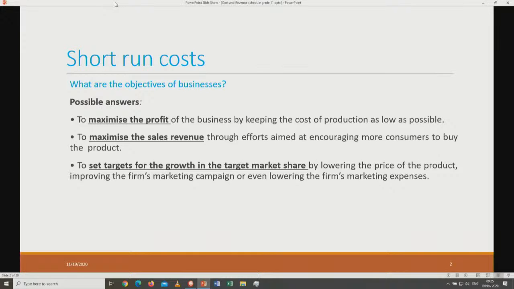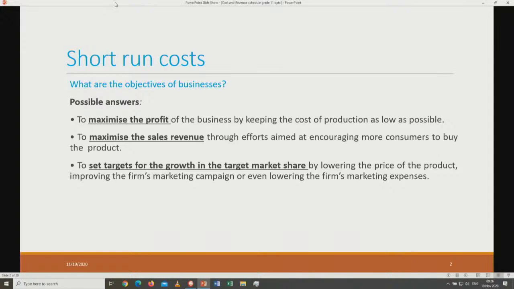So they need to do this by looking at their prices. If the prices are high, then they must lower the prices, because if you lower the prices, then you are encouraging more consumers to come and buy your product. They must also do another thing, which is to improve the marketing campaign of the business, so that the campaign can reach a wider number of consumers.